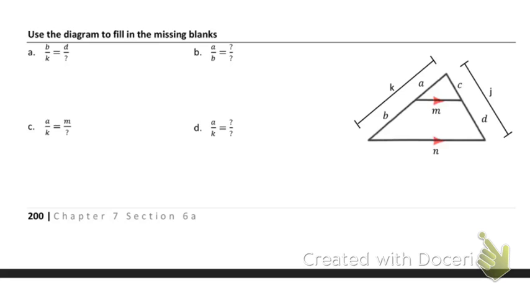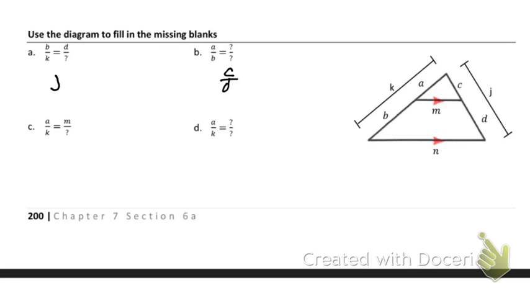All right, continuing on. Letter A says B over K equals D over J. Correct. So if we look at that, B over K is this bottom half over the whole thing. So it must be the bottom half on the other side, D over J. All right, A over B equals what? Ishan? It'd be C over D. Yeah, perfect.